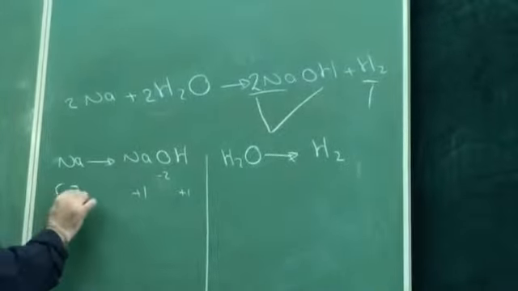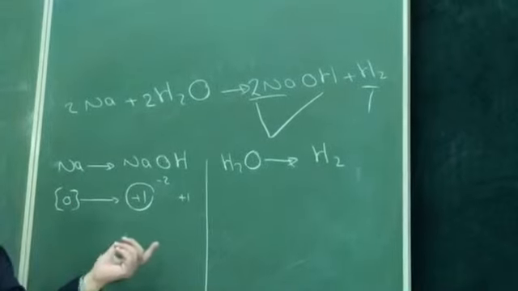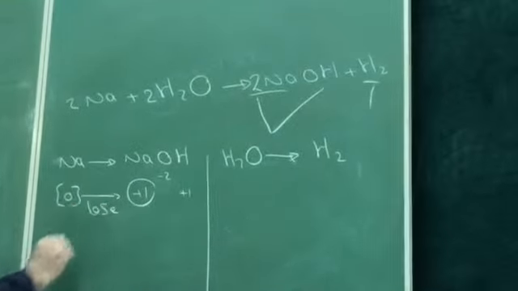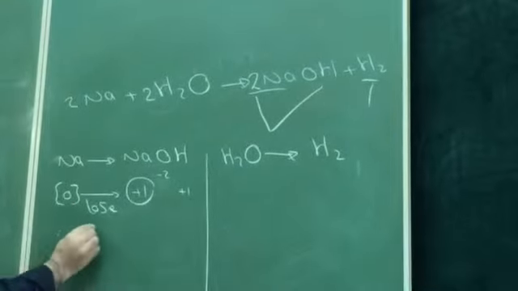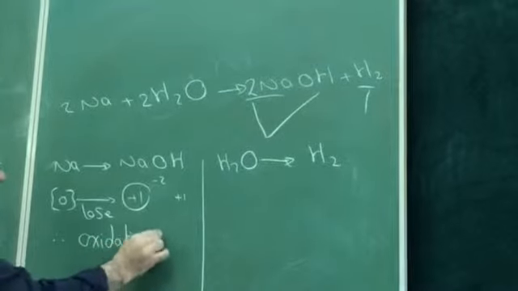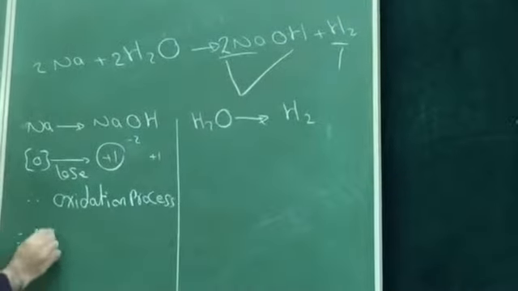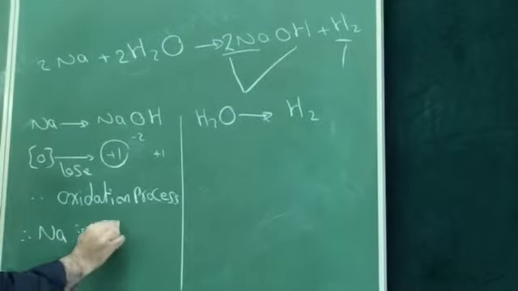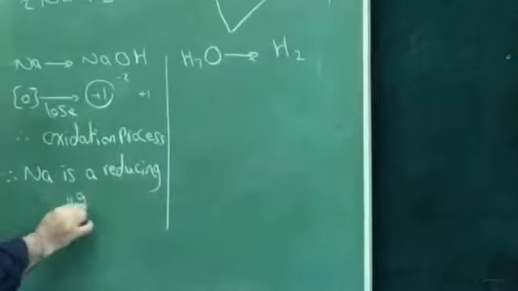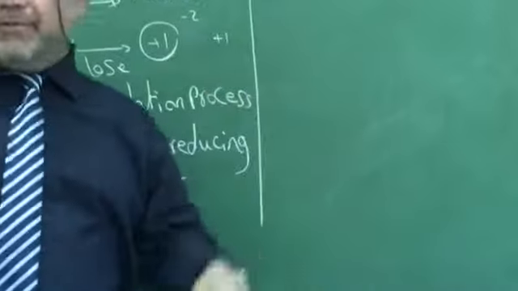Let us check sodium only. From 0 to +1, that means lose, right? Losing here, therefore oxidation process. Oxidation process means sodium itself, Na, is an excellent reducing agent. Okay, let us check hydrogen.